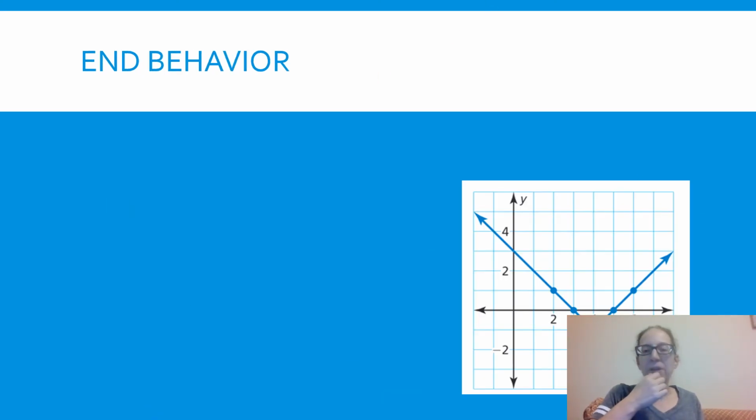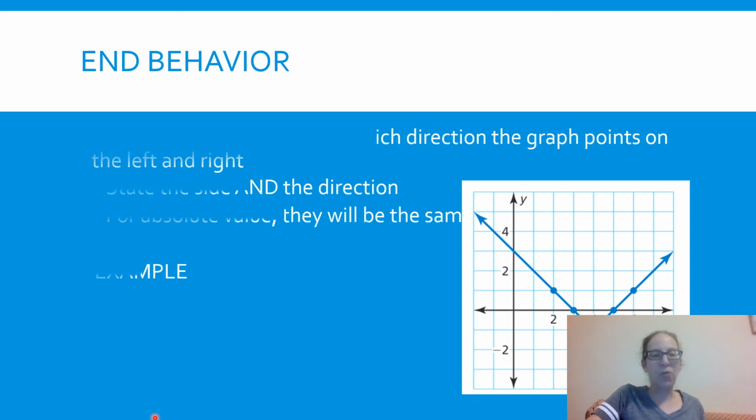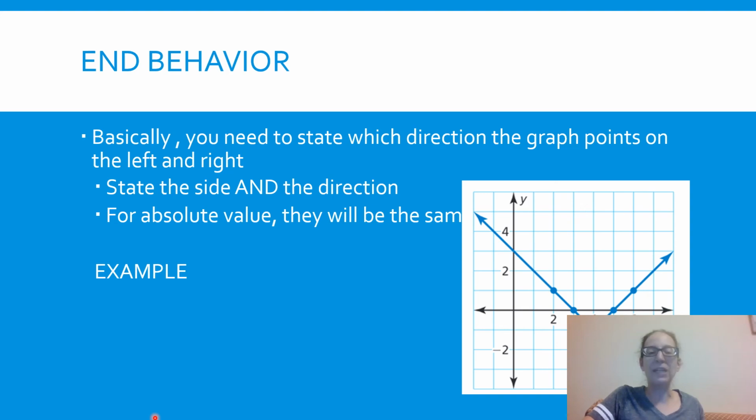Okay, the last topic in this is end behavior. And pretty much what I said earlier was that end behavior is what the graph does at its ends. So graphs can do stuff in the middle. We don't care about whether it goes up or down or has breaks. We just want to know which way it is pointing when you get to the ends. So basically what you need to state is which direction the graph points on the left and the right. You have to state the side and the direction both.